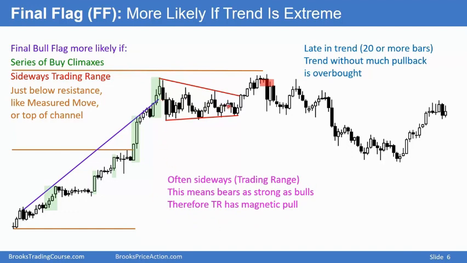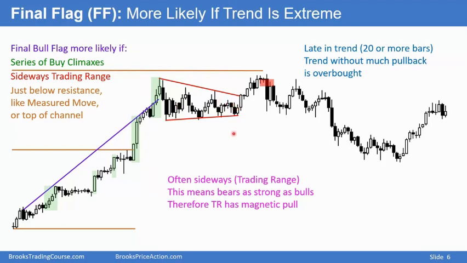The pullback grew. It's still a bull flag, but at this point, I would call it a trading range, meaning that the probability of the downside breakout is about as high as the probability of a resumption of the bull trend. Because the market stayed sideways for a lot of bars, the bears were as strong as the bulls for a lot of bars. And that means that there is an area of agreement. Both bulls and bears believe this is a fair price.